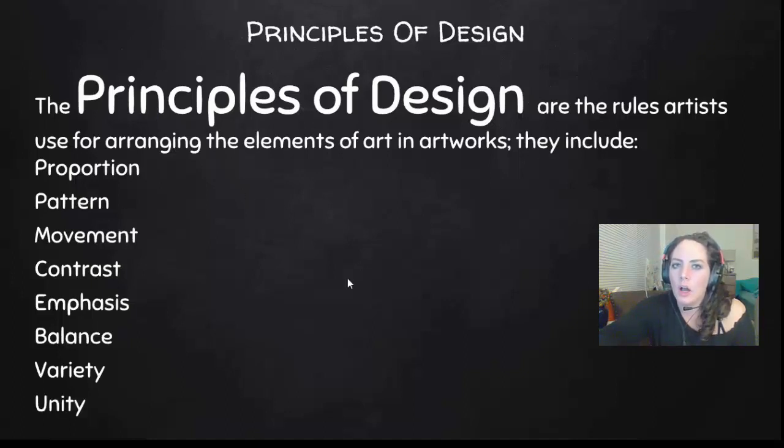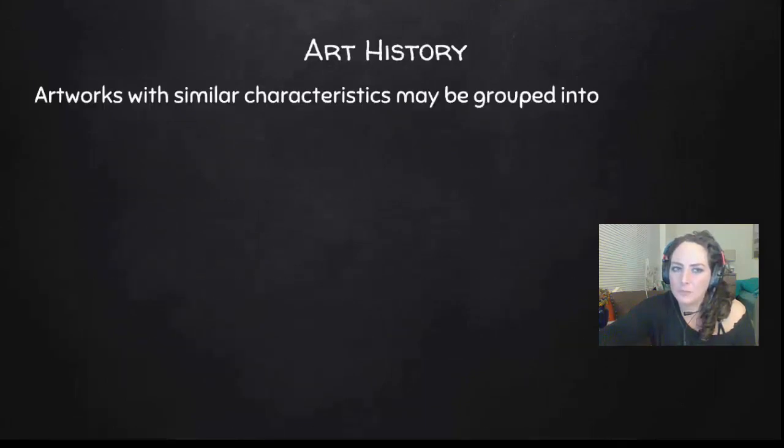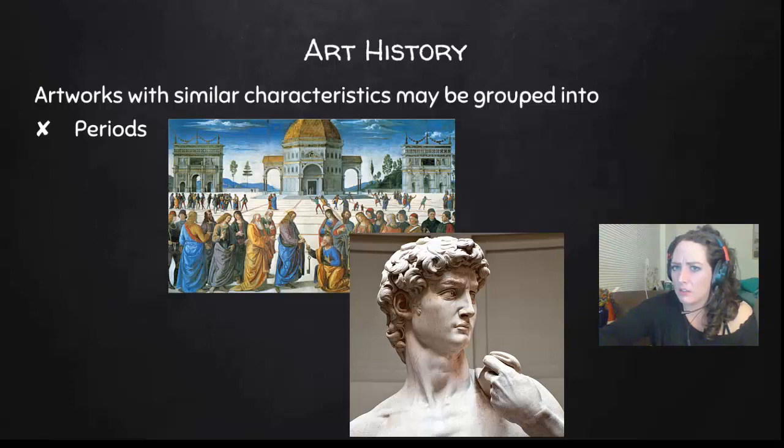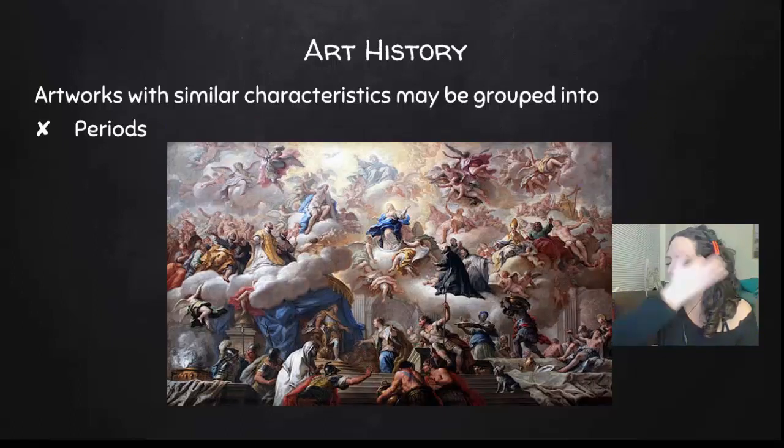Speaking of looking at different types of art, the next lesson that you have is art history. So we talk about art throughout history, and whether it's grouped into periods, so a time period, think of like when we say Renaissance art or Baroque art, that is a time period.